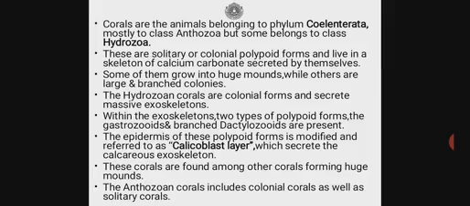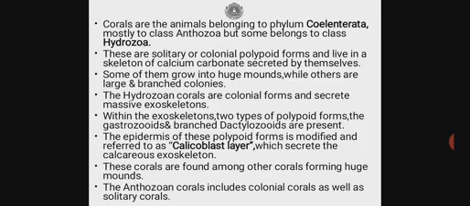Corals are animals belonging to the phylum Coelenterata, mostly to the class Anthozoa, but some belong to the class Hydrozoa. These are solitary or colonial polypoid forms and live in a skeleton of calcium carbonate secreted by themselves. Some of them grow into huge mounds, while others form large branched colonies.